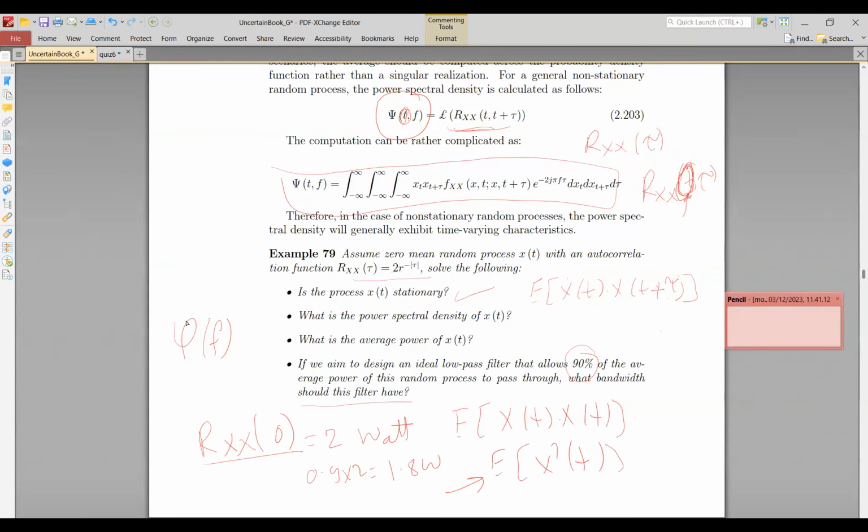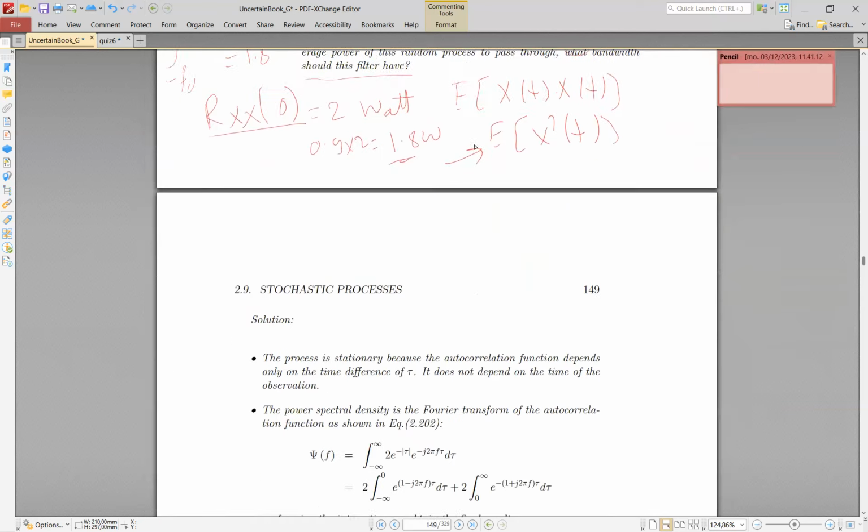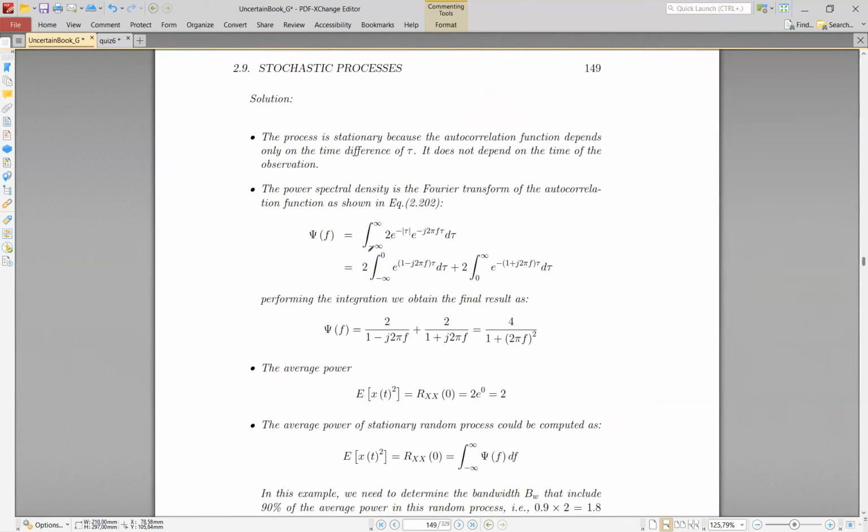So what we need to do here is integrate this power spectral density over the bandwidth, for example, from minus f0 up to f0, df, which gives us 1.8. So now we can find the spectrum that contains 1.8 watt. And as you can see here, we showed how to compute the power spectral density. It is the Fourier transform, and we solved for the Fourier transform.